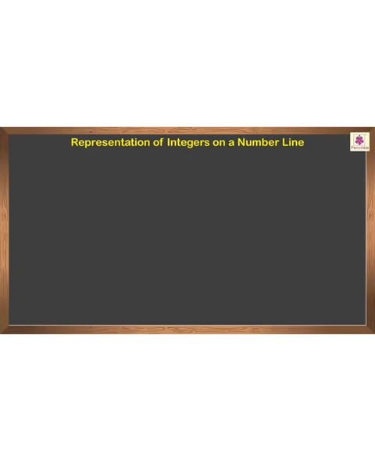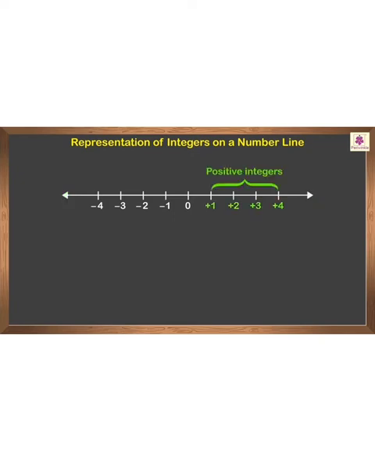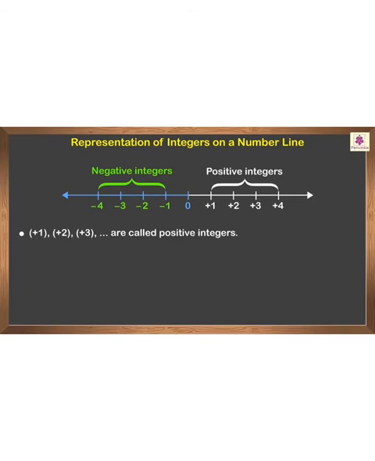Representation of integers on a number line. Integers can be represented on a number line that extends to the left and to the right. It is indicated by arrows. The positive integers are represented to the right of 0, and the negative integers are represented to the left of 0. +1, +2, +3, and so on are called positive integers. The number value increases as they move away from 0.